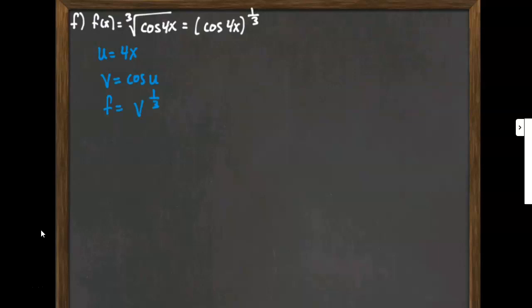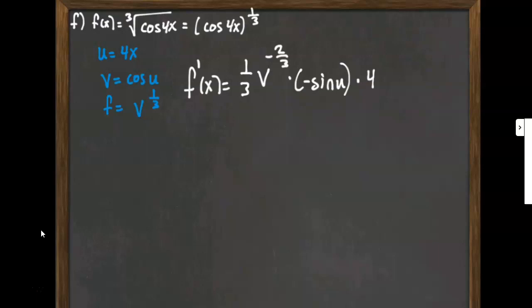So here we actually have three levels of composition, and we just work through and do our derivative, just like we did before. We're going to do the derivative of f with respect to its variable, the derivative of v with respect to its variable, and the derivative of u with respect to its variable. So the derivative of v to the 1/3 would be 1/3 v to the negative 2/3. The derivative of cosine u would be negative sine u, and the derivative of 4x would be 4. So we have f prime equals 1/3 v to the negative 2/3 times negative sine u times 4.